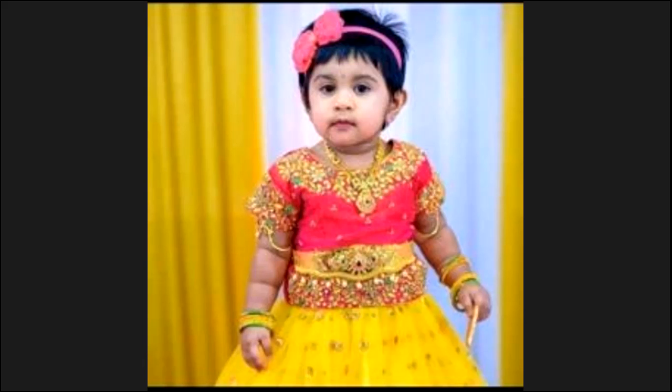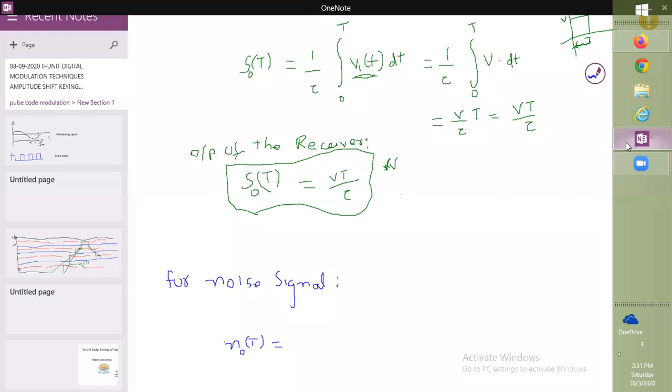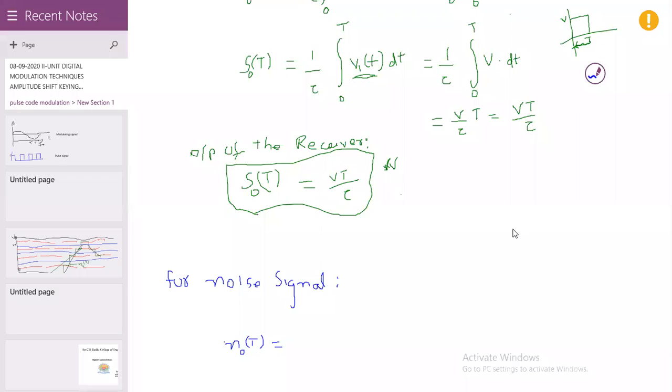మేడం స్క్రీన్ షేర్ అవ్వట్లేదు. అవ్వట్లేదా స్క్రీన్ షేర్? ఓకే, అందరూ వచ్చేసరిగా ఐ విల్ షేర్. Now my screen is visible to you. Yes, ma'am. ఇంతవరకు నోట్ చేసుకున్నారా?